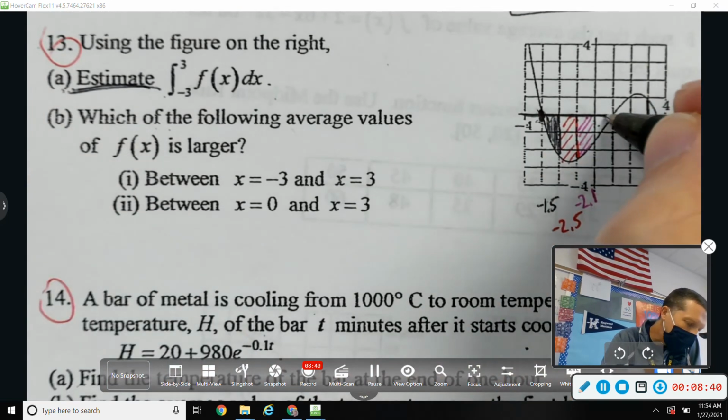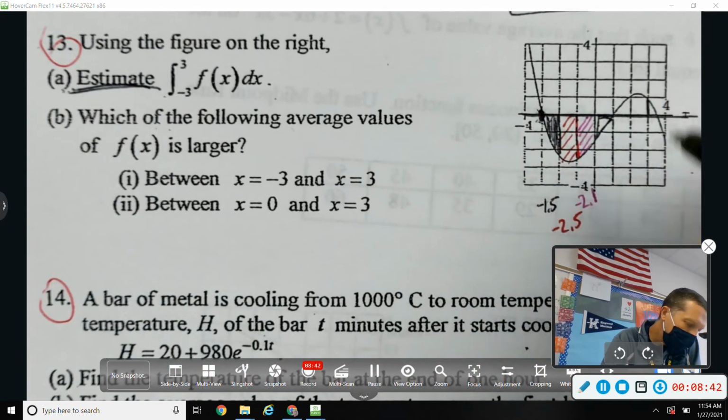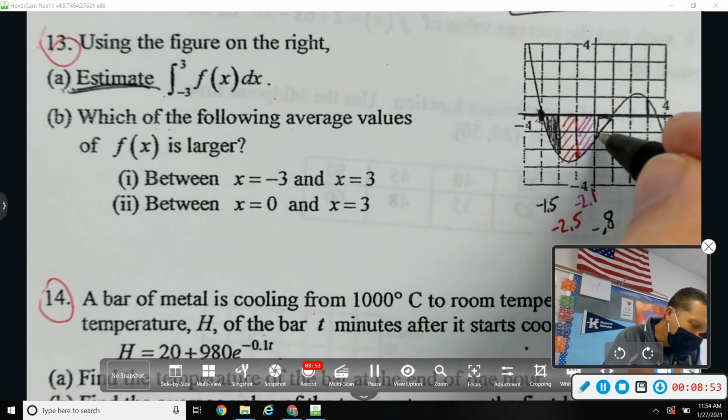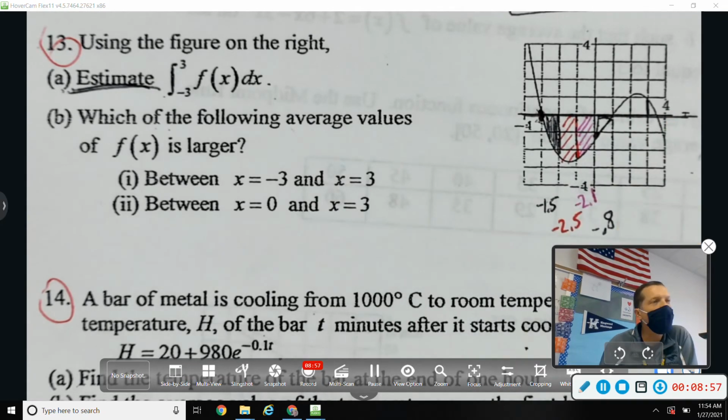How about the next column? Negative point... oh, let's just keep it to 1 decimal. Let's not pretend that we're that accurate. -0.8, I'll buy that, because it's less than 1, right? If I took this little bitty triangle and moved it over here, it wouldn't fill up the missing spot. So less than 1.